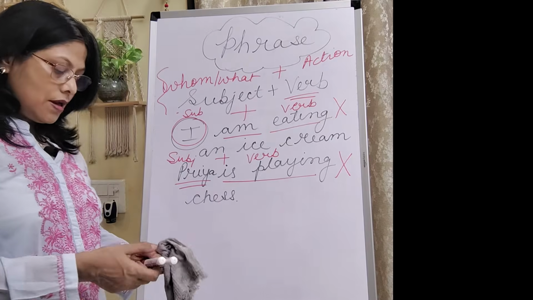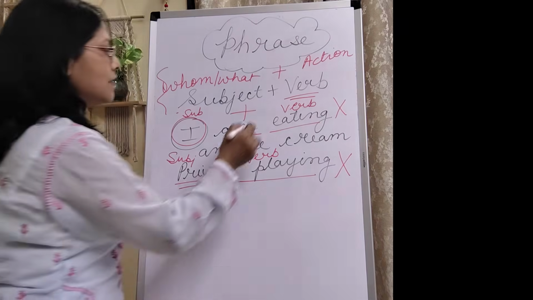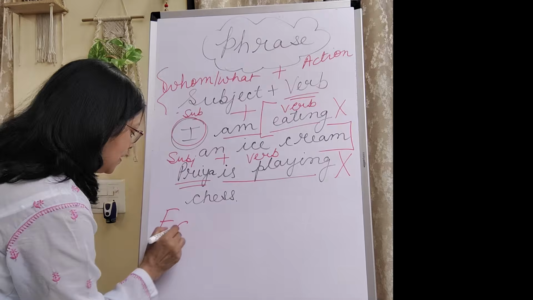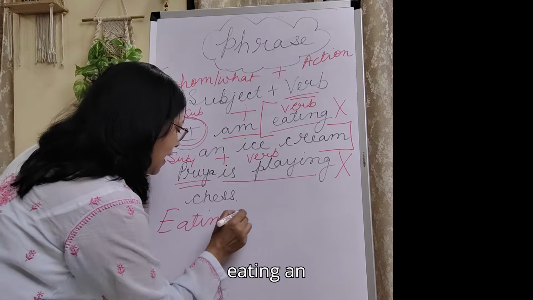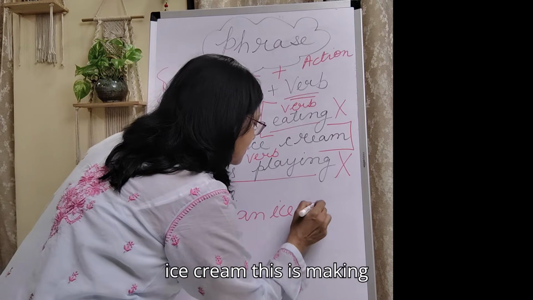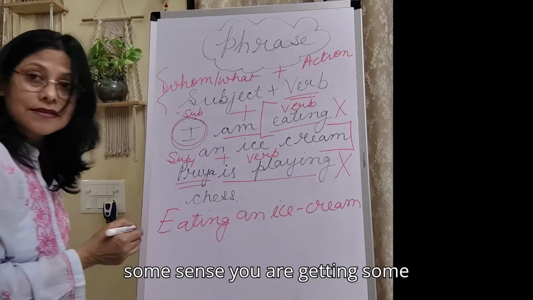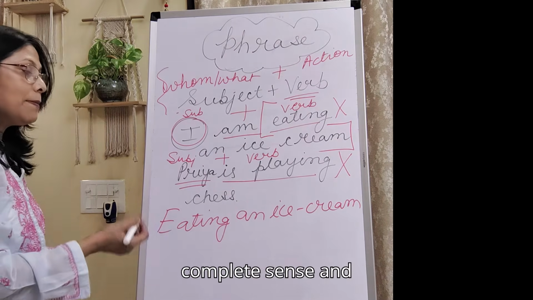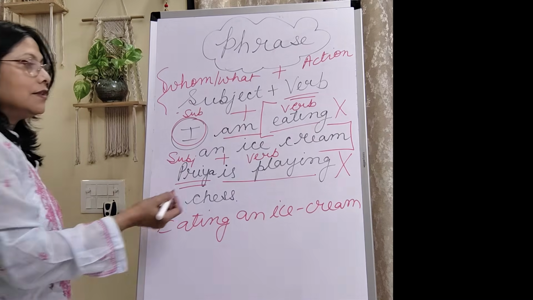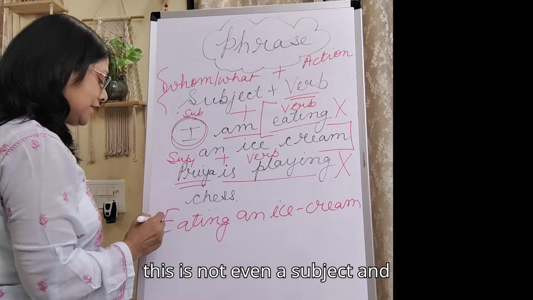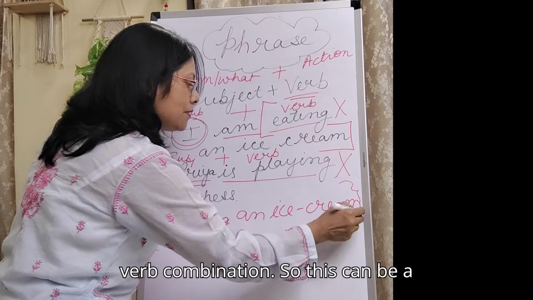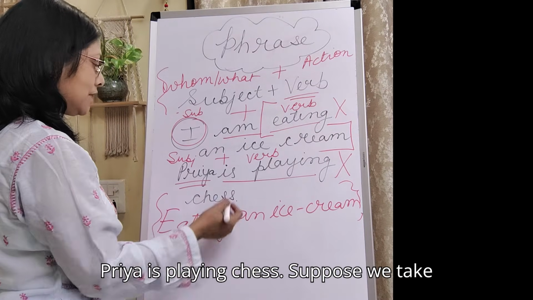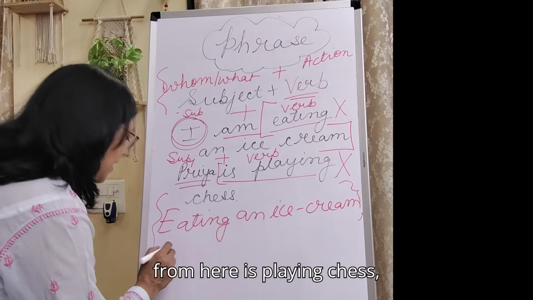Okay? Now, if I just write eating an ice cream. Eating an ice cream. This is making some sense. You're getting some sense but not a complete meaning or complete sense. And this is not even a subject and verb combination. So this can be your phrase. See the other one. Priya is playing chess. Suppose we take from here. Is playing chess.